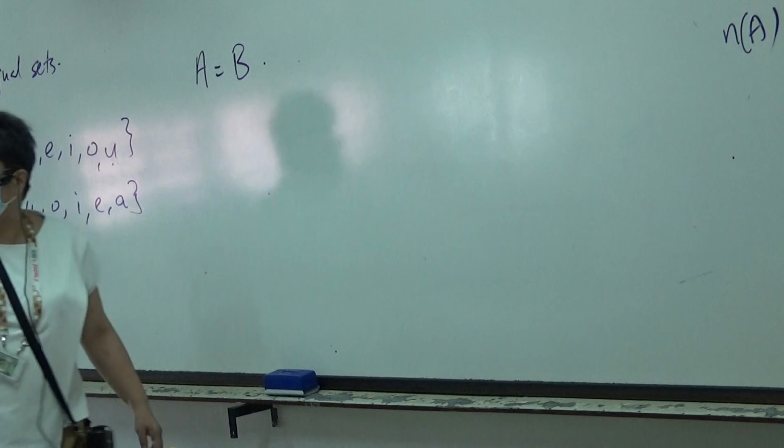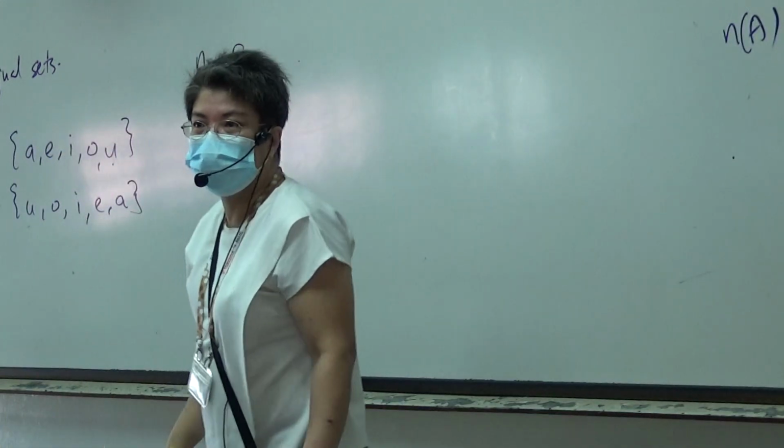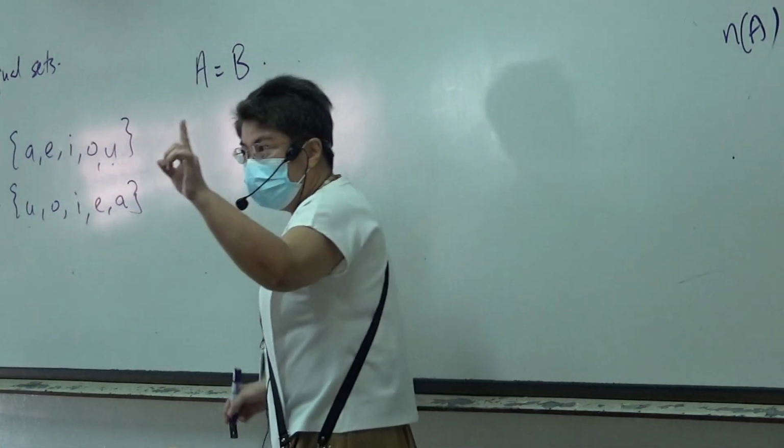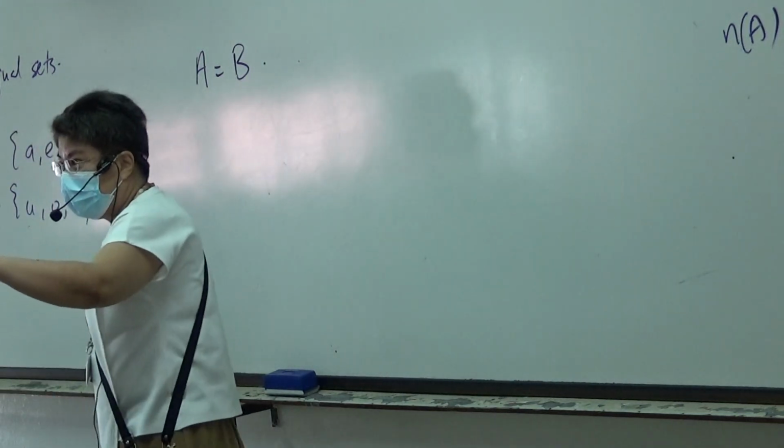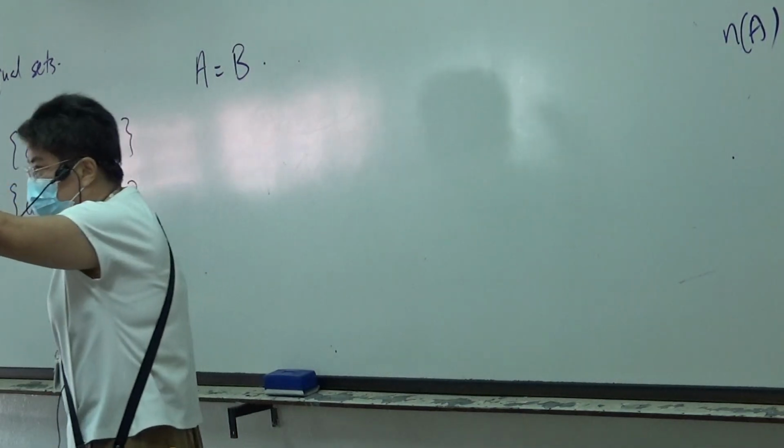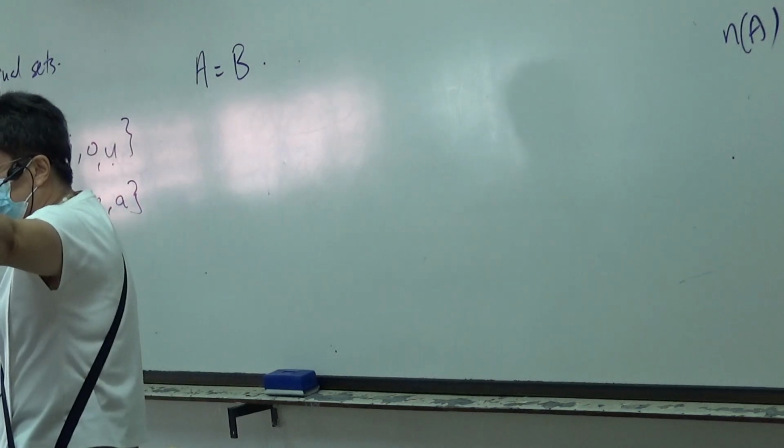Are these two the same? Yes. First of all, the number must be the same: 1, 2, 3, 4, 5. Right. Then you must make sure the letters are exactly the same. The members of the elements are exactly the same.